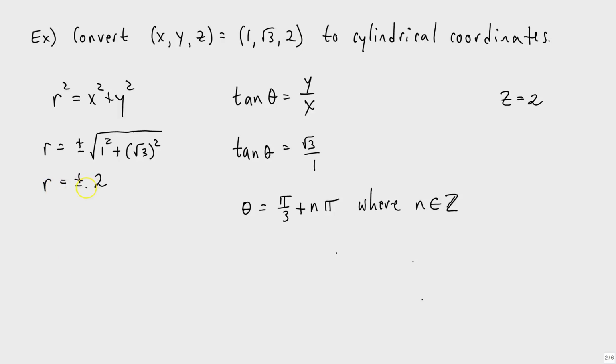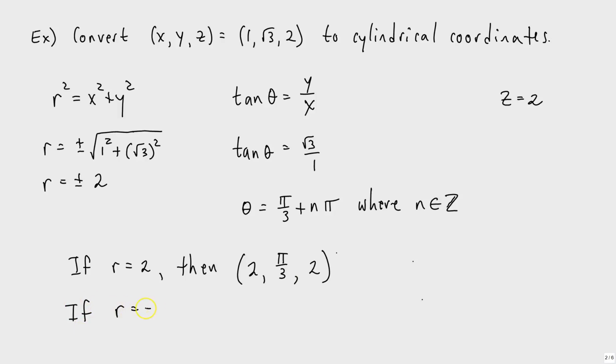So let's say you choose a positive r. Just like in polar coordinates, you can do a positive radius or a negative radius. So let's say you want r to be positive. Then our coordinate would be r is 2, and then we could choose pi over 3 for our angle, and then z would be 2. So that'd be a nice, convenient, relatively straightforward coordinate in cylindrical coordinates.